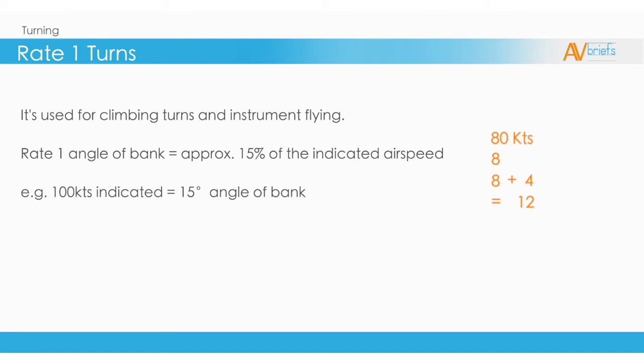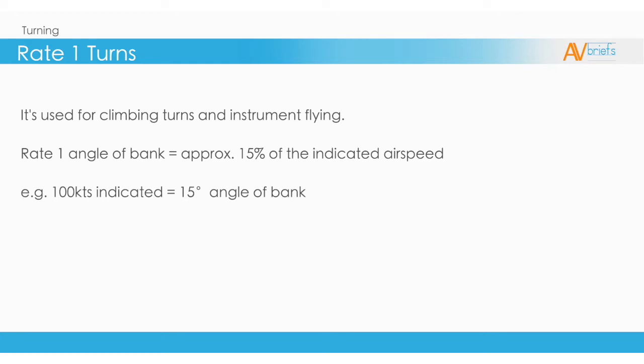What about when we are flying at over 100 knots? The same method can be used. Let's take 120 knots. Drop the 0. That's 12. Half of 12 is 6. Add 6 to 12, and our bank angle for 120 knots is 18 degrees.